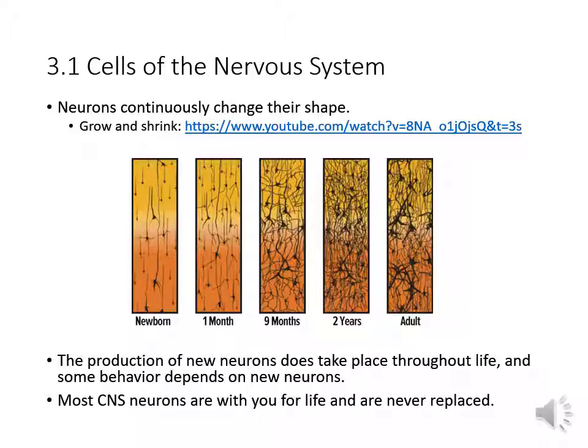There are new neurons created throughout life, and some behavior dependent on new neurons. However, within the central nervous system, the brain and the spine, most of those neurons are there when we're born and are never replaced. So this is one of the reasons why damage to the central nervous system is so serious, because we're not able to create new neurons readily.